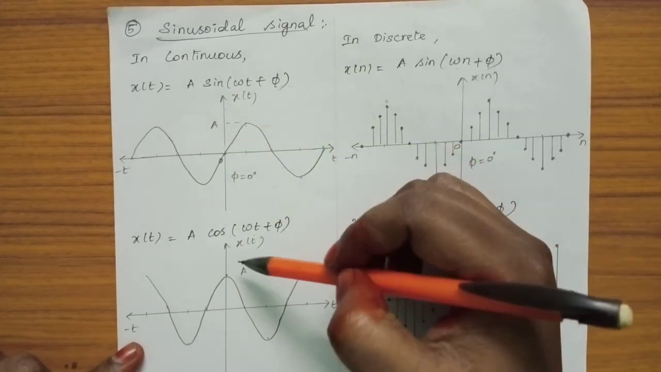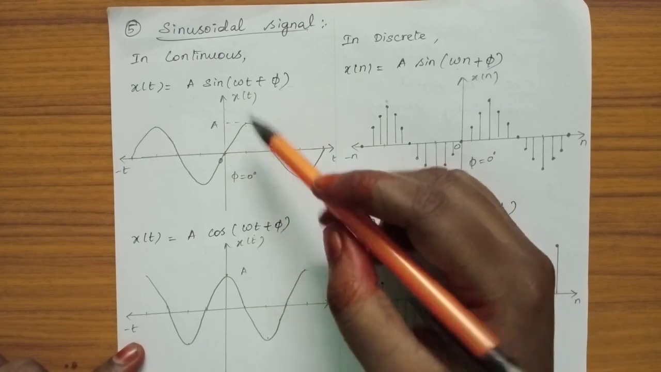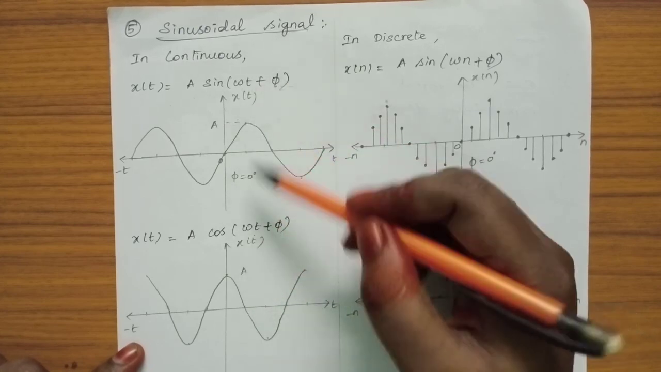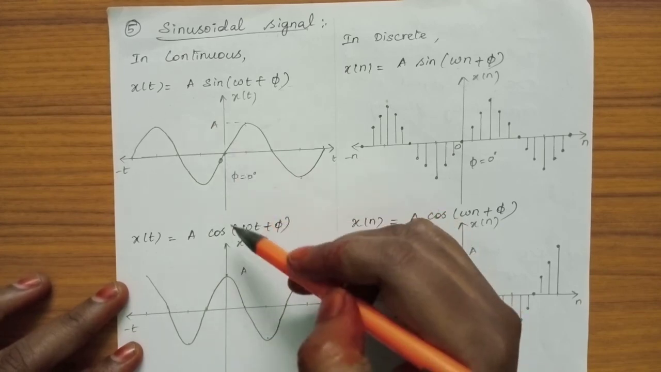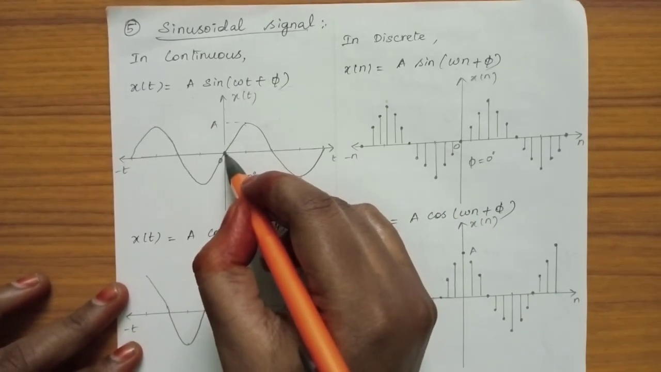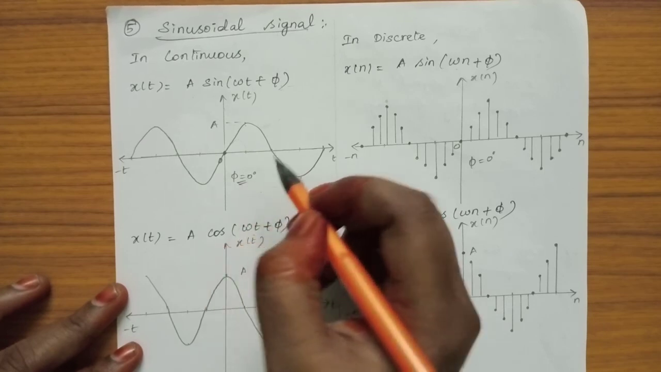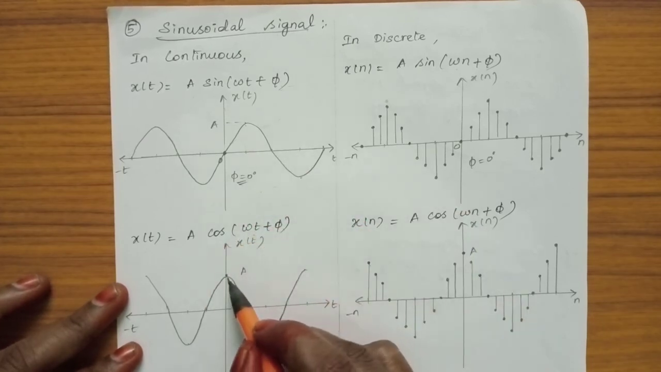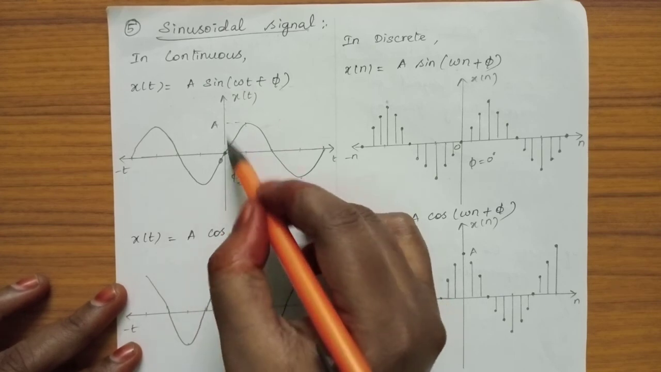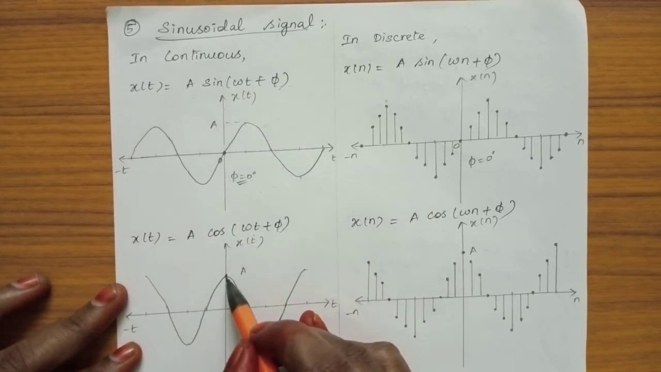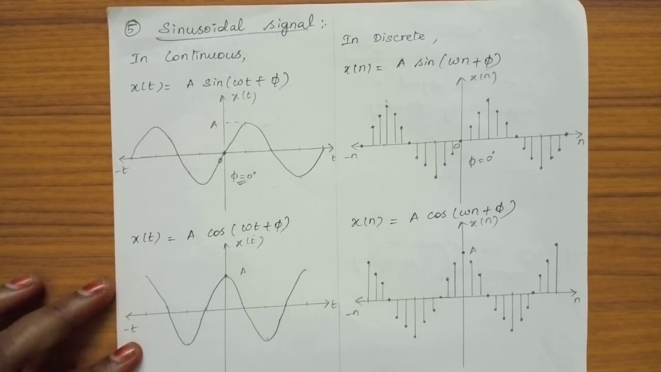So by observing these signals, we should know that sinusoidal signals are orthogonal to each other. That is, the phase shift between the sine and cosine is 90 degree. This is phi is 0 for sine signal and phi is 90 for cosine signal. If the signal starts from 0 degree, it is a sine wave, and if it starts from 90 degree, it is a cosine wave.